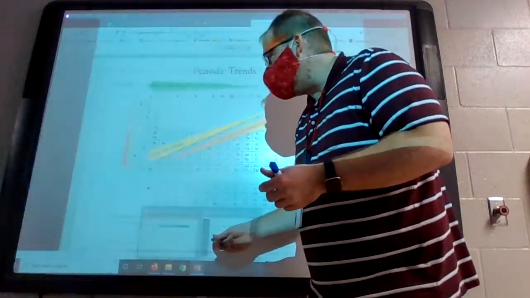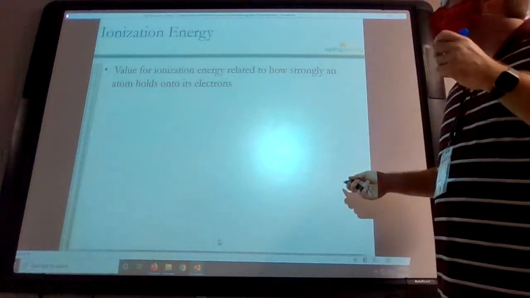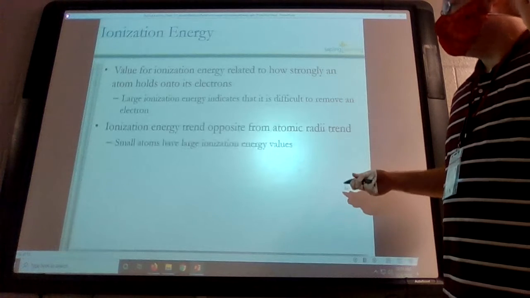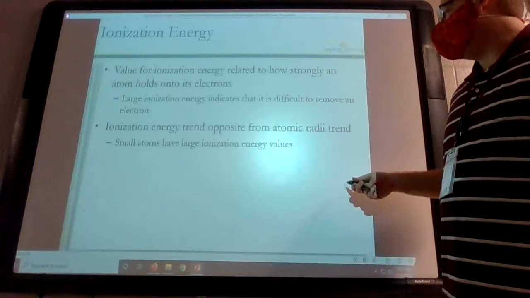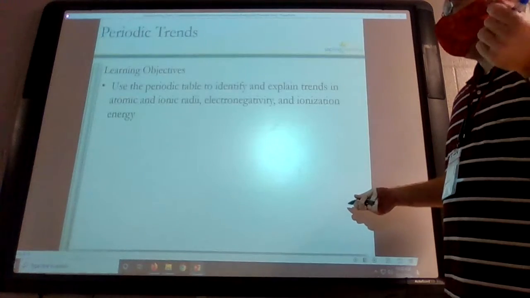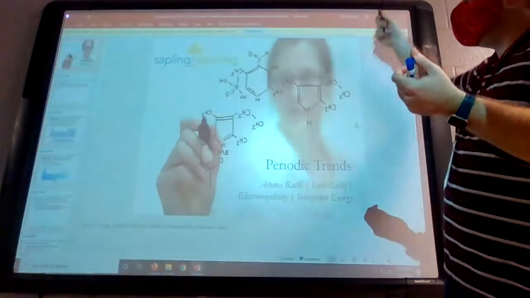Now let's see. I think we're towards the end. Let's see what else they have to say. Value for ionization energy is related to how strongly atoms hold onto its electrons. Trend opposite from atomic radii trend. Noble gases have the highest one because they already have 8. They don't want to get rid of any of them.